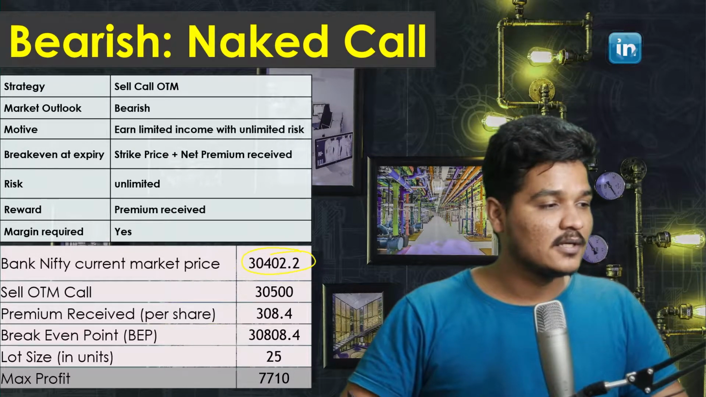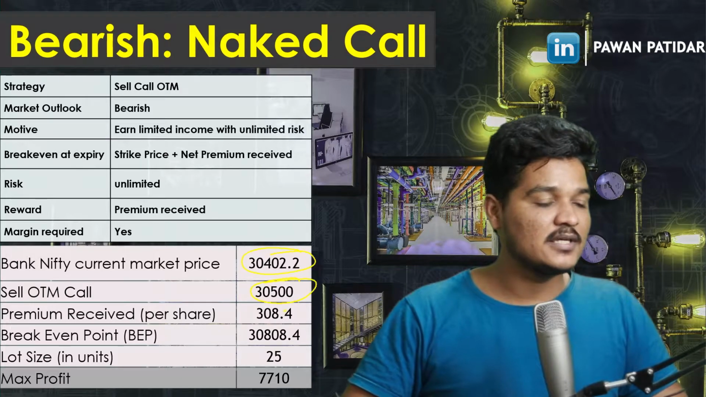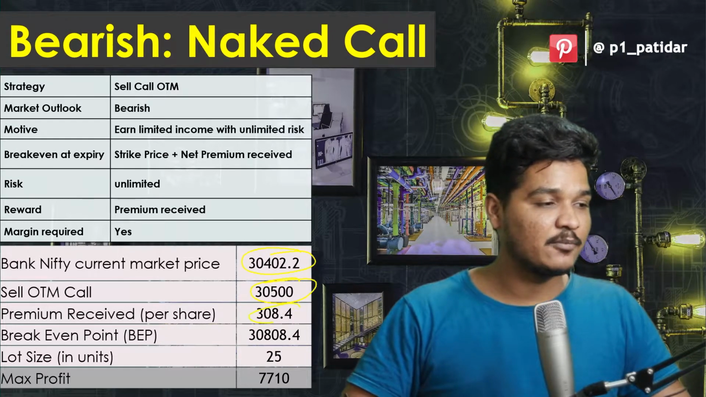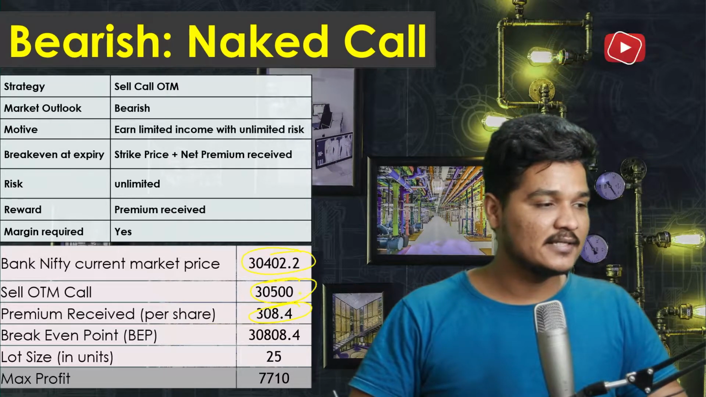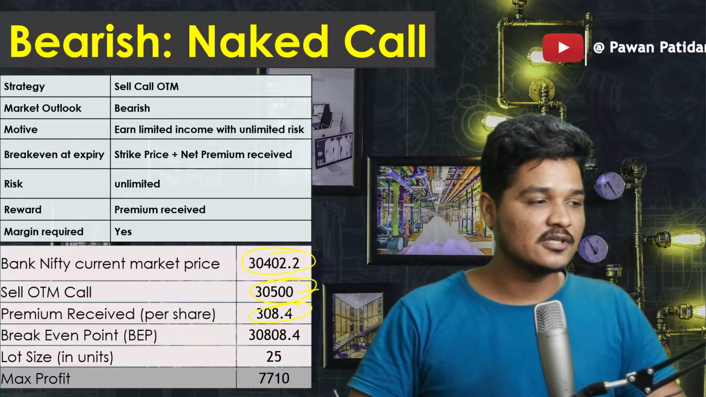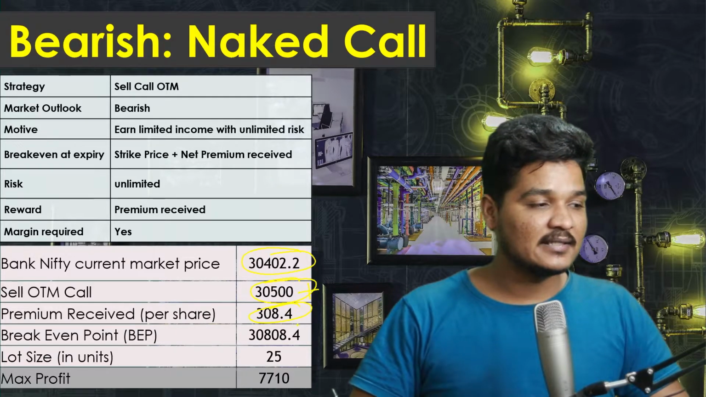So here we'll be selling an out of the money call. So out of the money will be 30,500. And if you see here, we have received the premium of 308.4. So let's calculate the break-even point. The break-even point is just if you add the strike price where you have made the positions to the premium received, then that will be your break-even point.